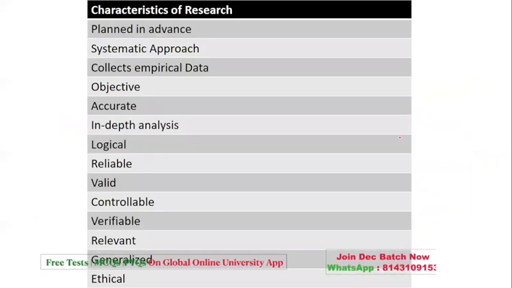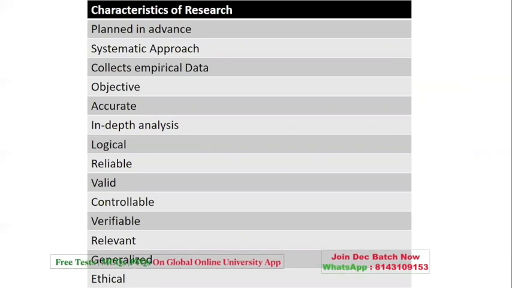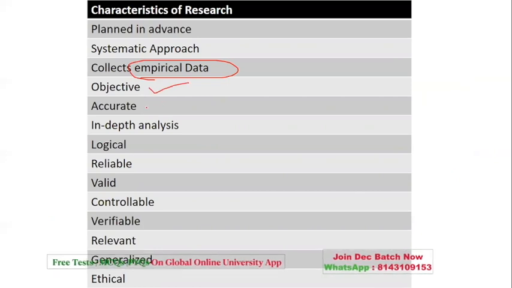Characteristics of research. Research is something which should be planned in advance because it has to be systematic and organized. So it has to be pre-planned. It has to be systematic. It means it needs to show some system, some structure. It should be based on real-time data, that is called empirical data. It should have an objective. It should be accurate. There are no ifs and buts.